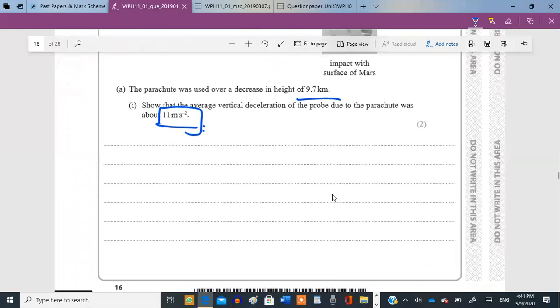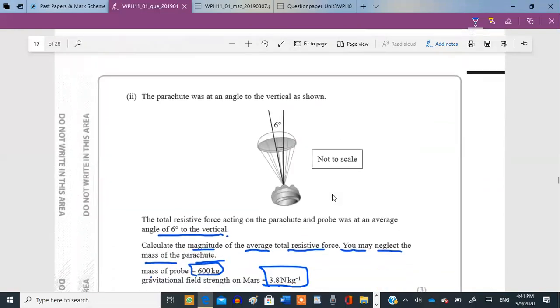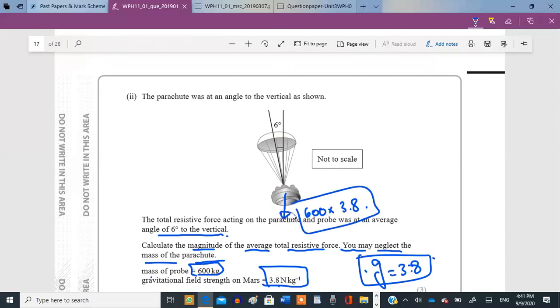Now, the total resistive force acting on the probe is at an average angle of 6 degrees. Okay, you've got the weight, which is 600 kg multiplied by 3.8 newtons per kg, because on Mars the value for gravitational field strength is 3.8. They've given it to you over here, right? So g is 3.8 on Mars. When you multiply them, you'll get the weight of this probe. And this weight of the probe acts downwards.